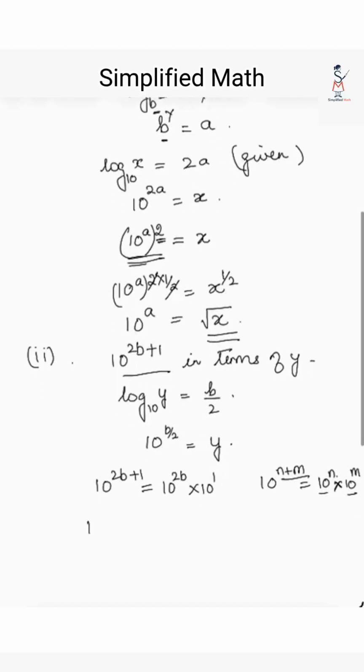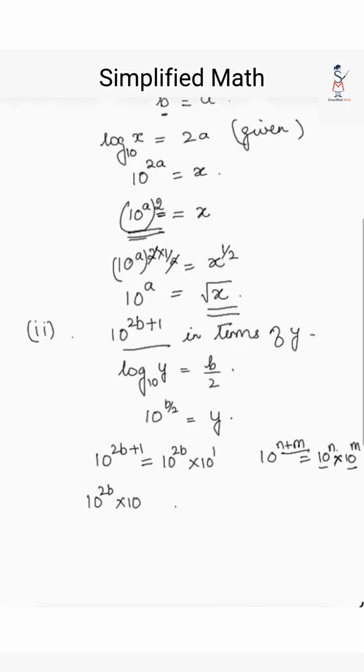Fine. So we have to write 10 raised to the power 2b into 10 in terms of y. Now we have got 10 raised to the power b by 2. So I need only b. I have to remove 2.